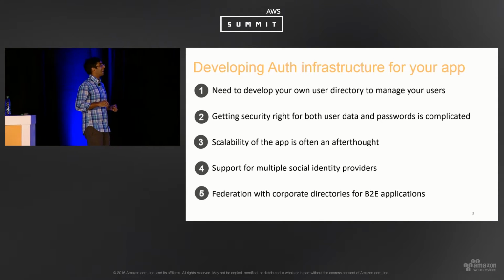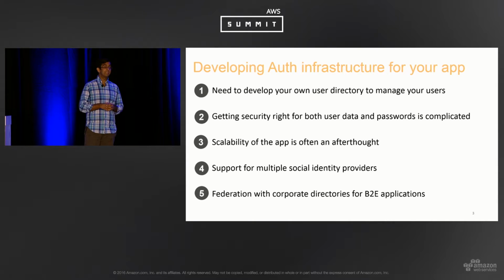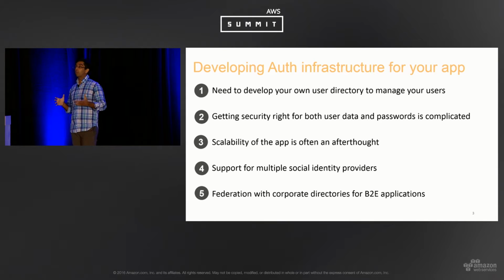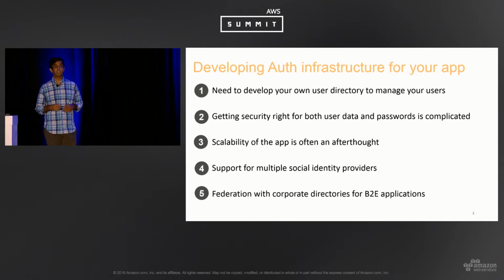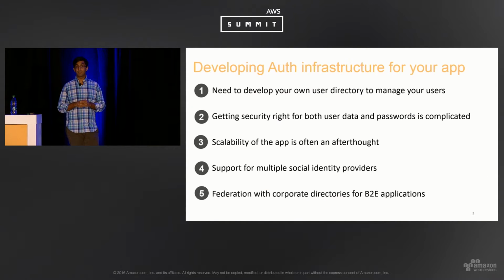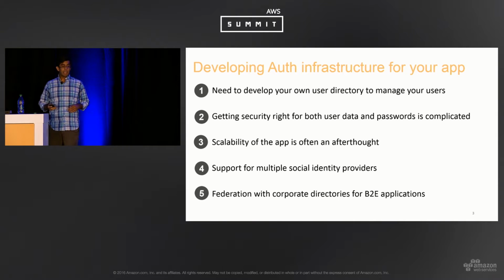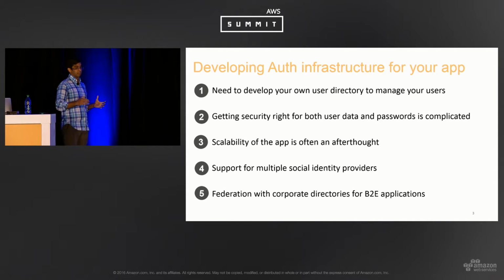So in those business-to-consumer use cases, when you're integrating multiple third-party social identities, that's a lot of heavy lifting that you also don't want to invest time in. And finally, in those enterprise use cases where you're building mobile applications for your employees, for example, integrating with those enterprise identity providers, for example, SAML-based identities like Active Directory, that's, again, additional heavy lifting that you really don't want to invest the time in. So that's where Amazon Cognito Identity comes into play.